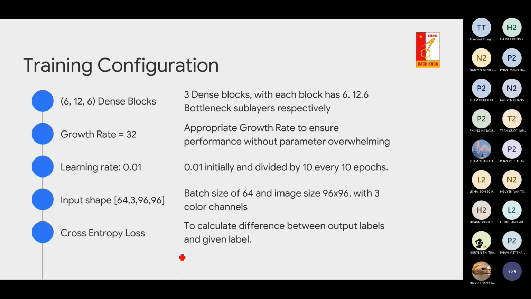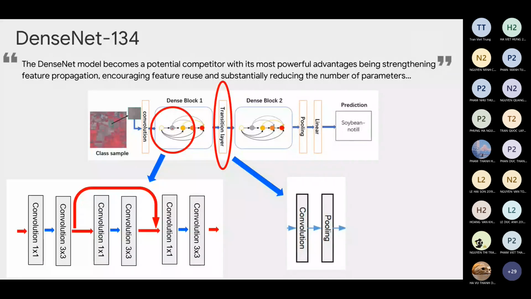And we use cross entropy loss to calculate the accuracy of our model. But we will discuss the result later in the evaluation part, but I will spoil a little: the DenseNet here does not work as we expected, because there are maybe two main reasons.